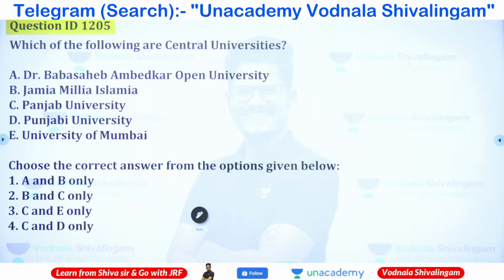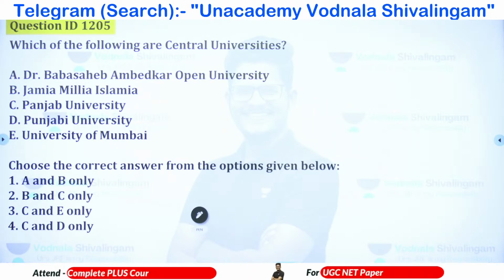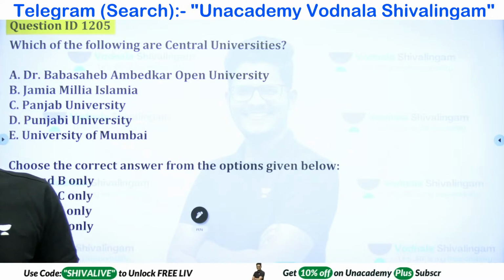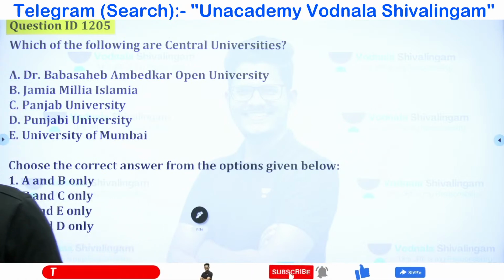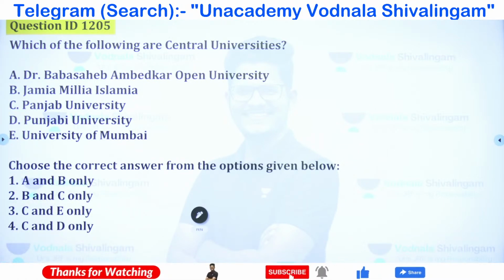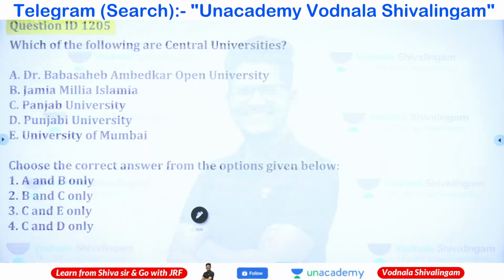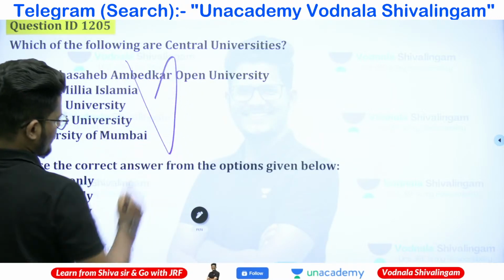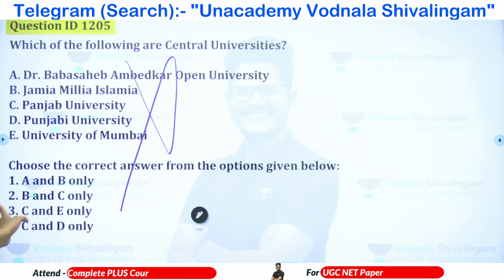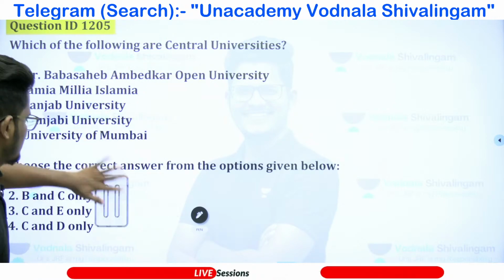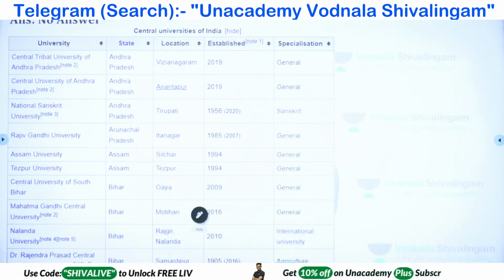Which of the following are central universities? Dr. Baba Sahib Ambedkar Open University, Jamia Millia Islamia, Punjab University, Punjabi University, University of Mumbai. What will be the correct answer? The option is none of the above. None of the above is the correct answer. So no answer has been given.